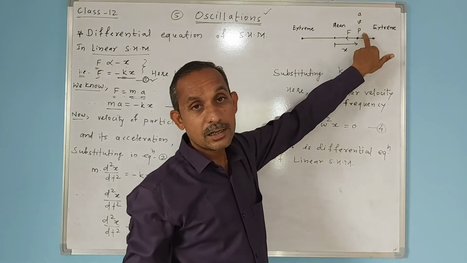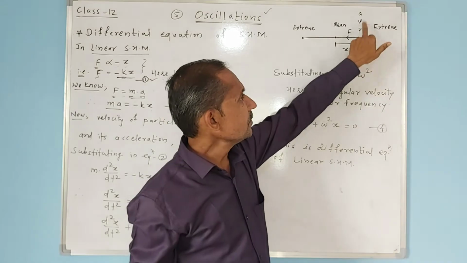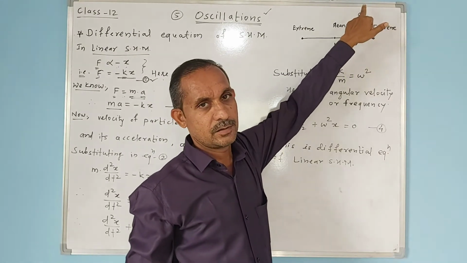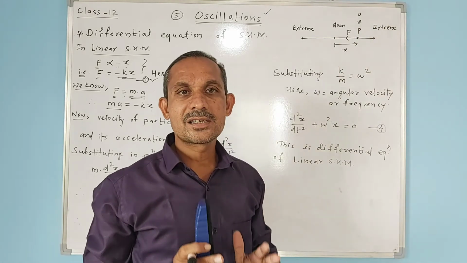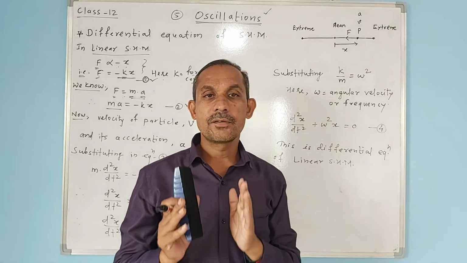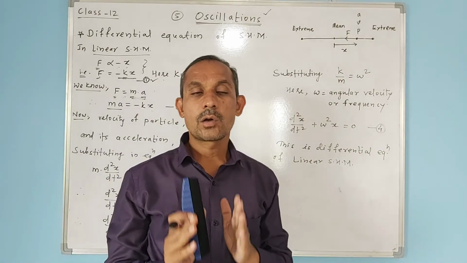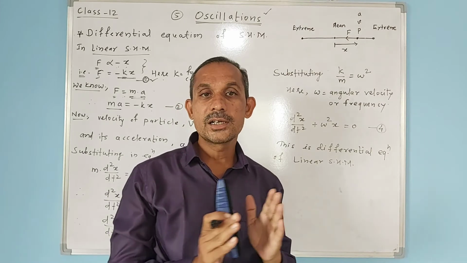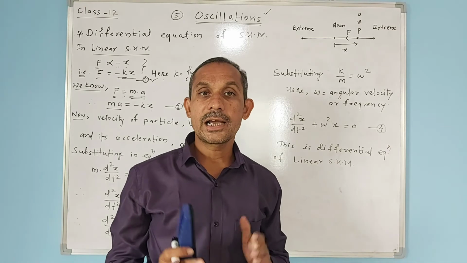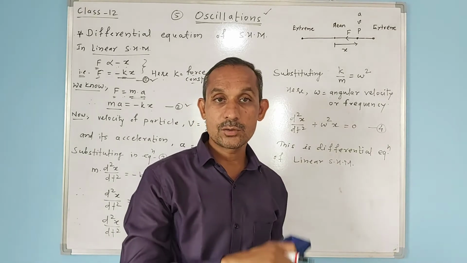So the particle which is present at position P has the velocity v and it has the acceleration. We can express the velocity and acceleration in differential form. What is meant by velocity? Velocity is the rate of change of displacement with respect to time. And what is meant by acceleration? Acceleration is the rate of change of velocity with respect to time.